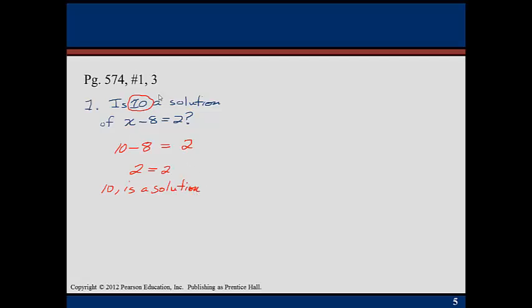So again, take the value, replace the variable, work it out, and see if the left side equals the right side.